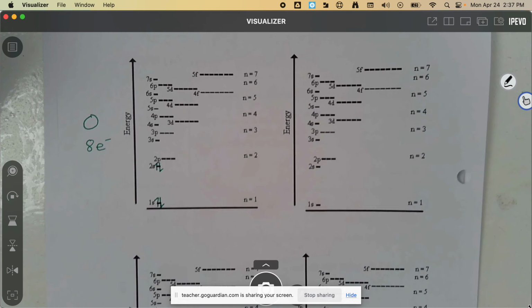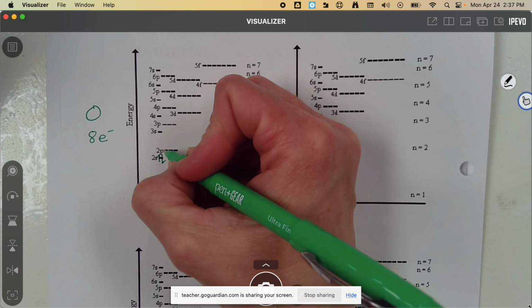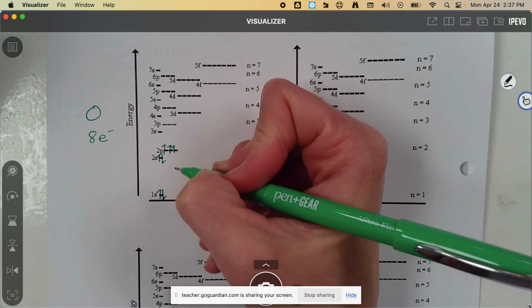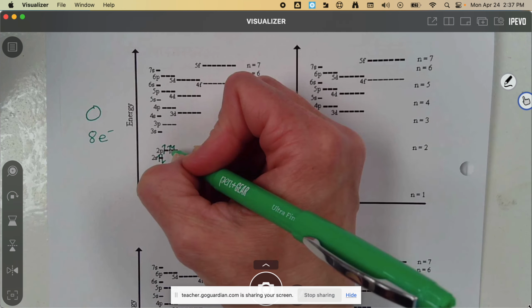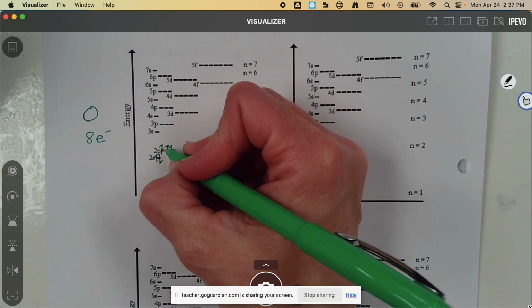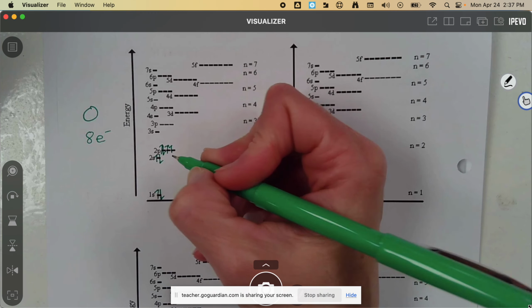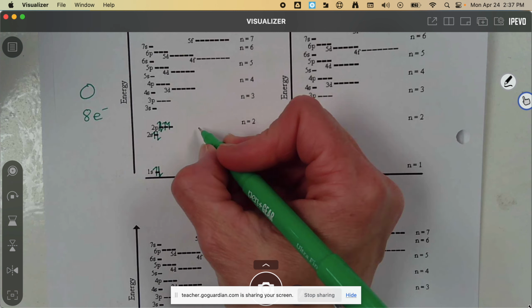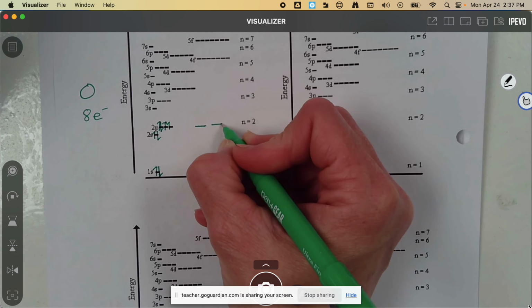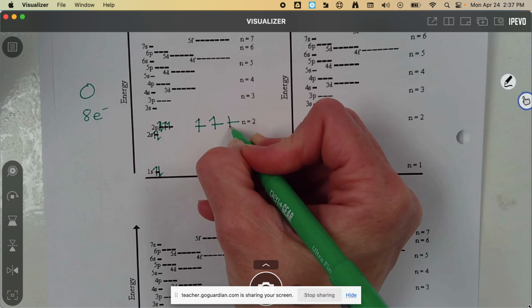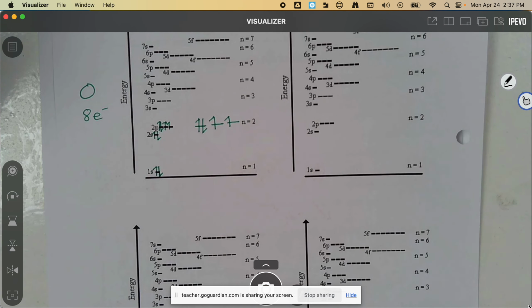And now we get to the 2p sublevel and we have to be fair. 1 for you, 1 for you, 1 for you. 1, 2, 3, 4, 5, 6, 7. Okay, so we got 7 electrons so far. And the 8th one has to double up. If I drew the 2p better so that you could see it, we'd have an up, and up, and up, and a down.